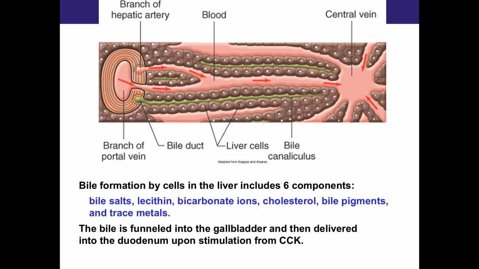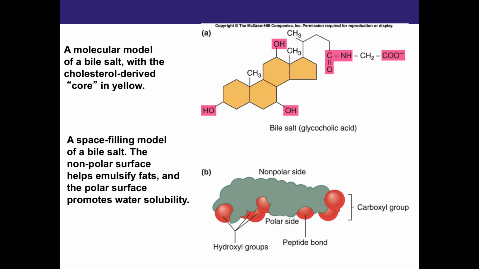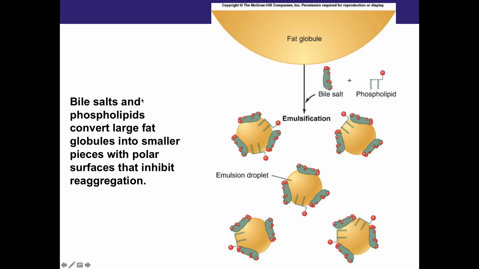Bile. Okay, so bile is a combination of bile salts, lecithin, bicarbonate ions, cholesterol, bile pigments, and trace metals. And it's recycled in the stomach and the liver. Bile is an amphipathic molecule. It has a polar end and a nonpolar end that essentially surrounds these smaller fat droplets. The polar end is actually facing outward, so they will repel and you won't be able to get reaggregation. Yes?